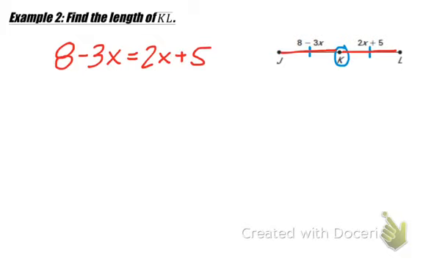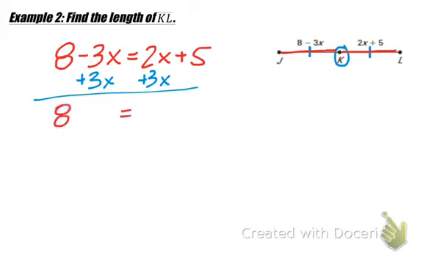So we have to think back in Algebra 1 and solve this equation. So we're going to add 3x to both sides to zero out the left-hand side. So we have 8, and then negative 3x plus 3x gives you 0, so we're not going to write anything down. Drop down the equal sign.